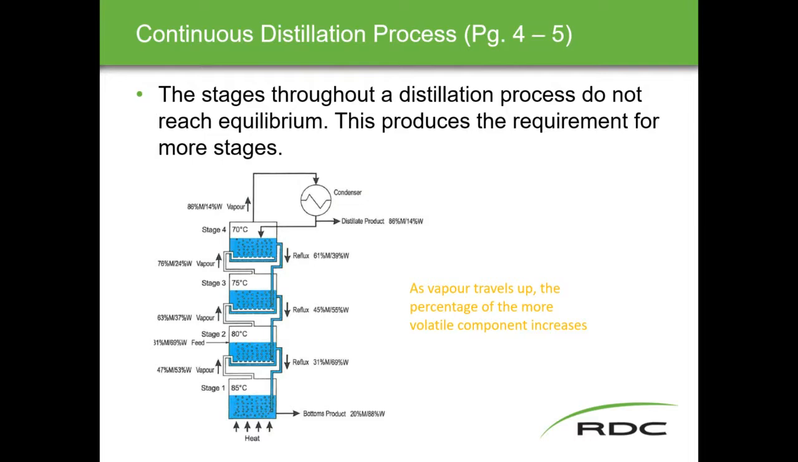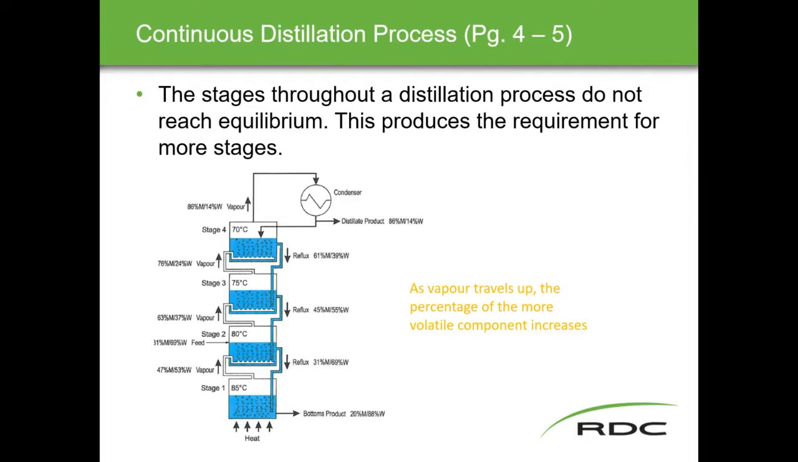So as vapor travels up, the percentage of the more volatile component increases. And if you look at the different levels and the different trays in this distillation column here, you'll see that we start out with our feed, which is 31% methanol and 69% water. It goes in there, starts to get heated up. Some of it will turn into vapor and move up to this column here. Some of it will spill over, go down to the heater where it will get heated up again, generating more vapor. So it's a continuous process.